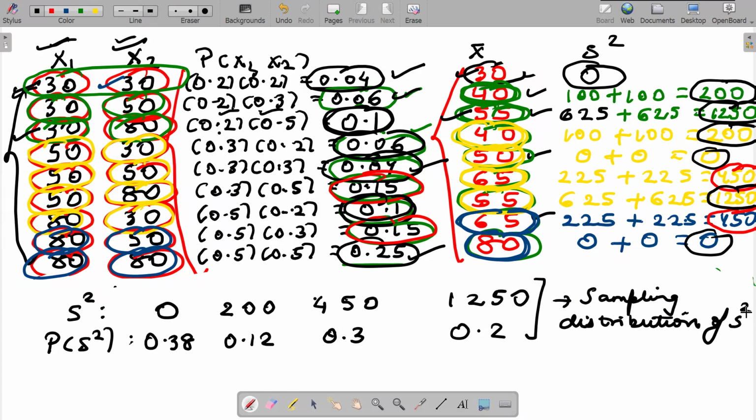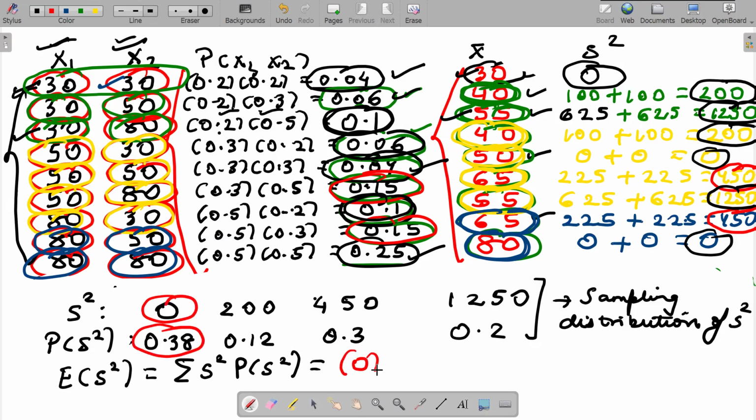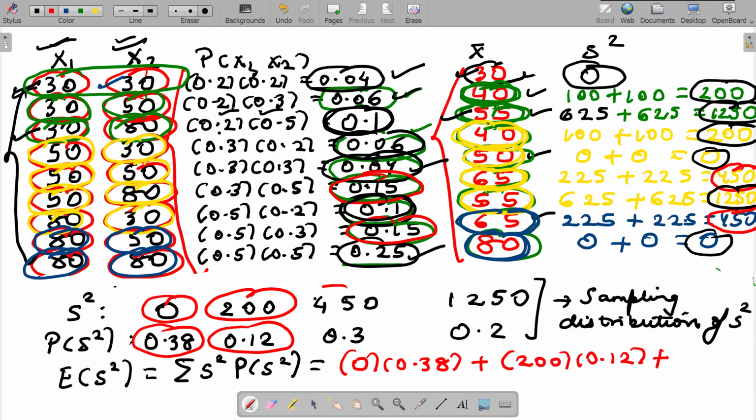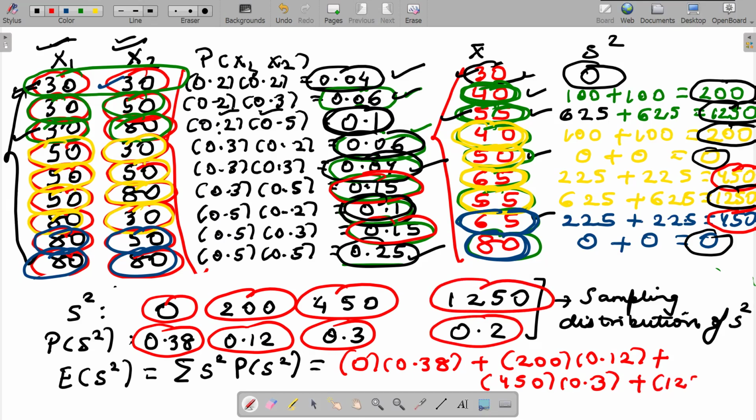And now the question was asking us to find expected value of S square. Using the formula for expectation, it's just summation S square into probability of S square. So it's going to be 0 into 0.38 plus 200 into 0.12 plus 450 into 0.3 plus 1250 into 0.2. And now students are free to use your calculators and verify expected value of S square is 409. This is my answer for expected value of S square.